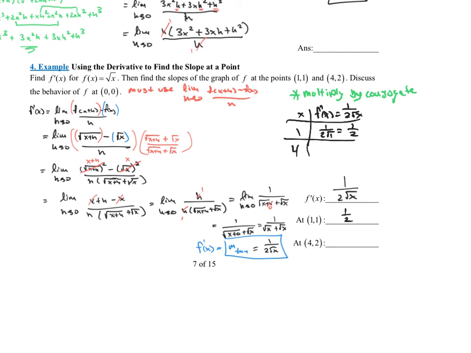Or the derivative is what they asked for, which is the same thing as the slope of the graph. At 4, it'd be 1 over 2 times the square root of 4. Well, the square root of 4 is 2. 2 times 2 is 4, so I'm getting a value of 1/4. So we were able to find the derivative using the definition of derivative. We were able to find the derivative at points, which is the same as the slope of the tangent line at those points.